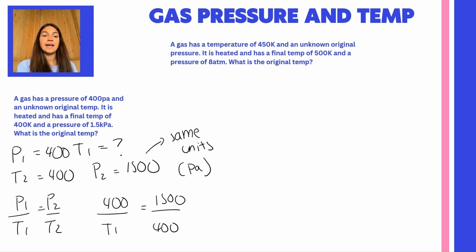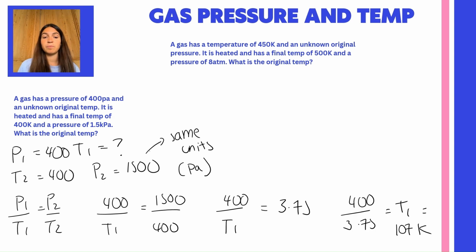400 over T1 is 1500 over T2, 400. And then on the right-hand side, I'm just going to plug that into my calculator. So 1500 divided by 400. So this simplifies to 400 over T1 is 3.75. And then I need to multiply both sides by T1 and divide both sides by 3.75. So I get 400 divided by 3.75. That gives me T1, and that is 107 Kelvin for my temperature.